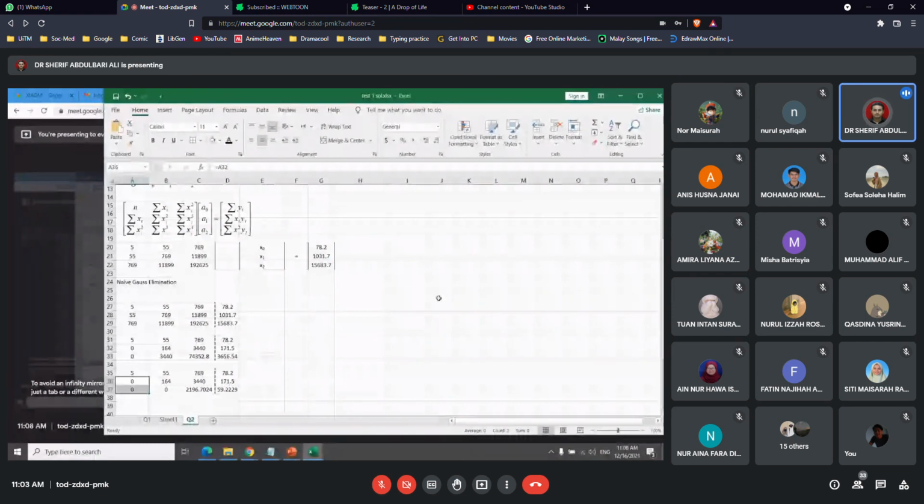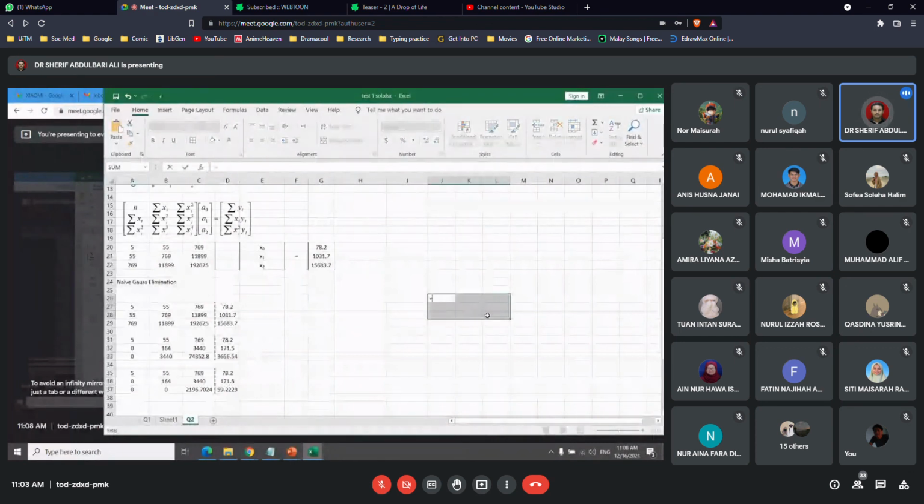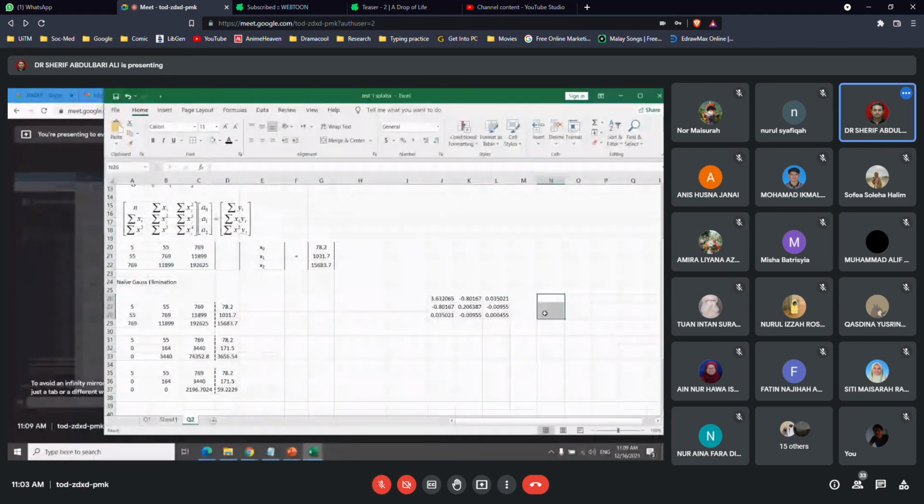If this is my matrix, I can highlight 3 by 3, and I say it's equal to MINVERSE. I open a bracket. I want to inverse this matrix. Control Shift Enter. So that means x1, x2, x3 will be equal to MMULT, the inverse matrix times the constants. Okay, so this is the answer, all the x's.